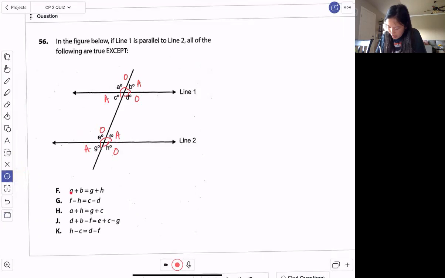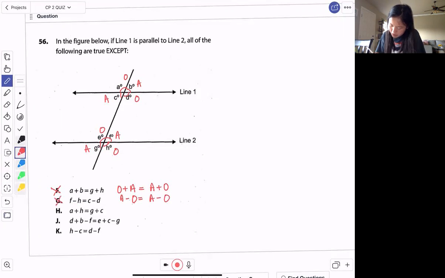So this is saying A plus B. So that would be O plus A, an obtuse added with an acute. And G and H are down here, which is also another acute with an obtuse. So this is true. So it can't be F because this one's true. F minus H. So if I take F, which is an acute, subtract it with an H, which is an obtuse, then take a C, which is an acute, subtract it with D, which is also an obtuse. So this is also true, so it can't be G.